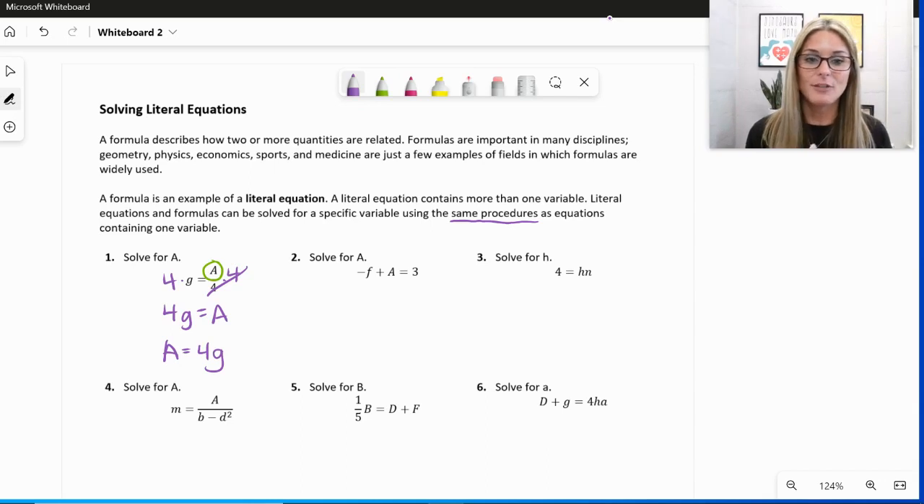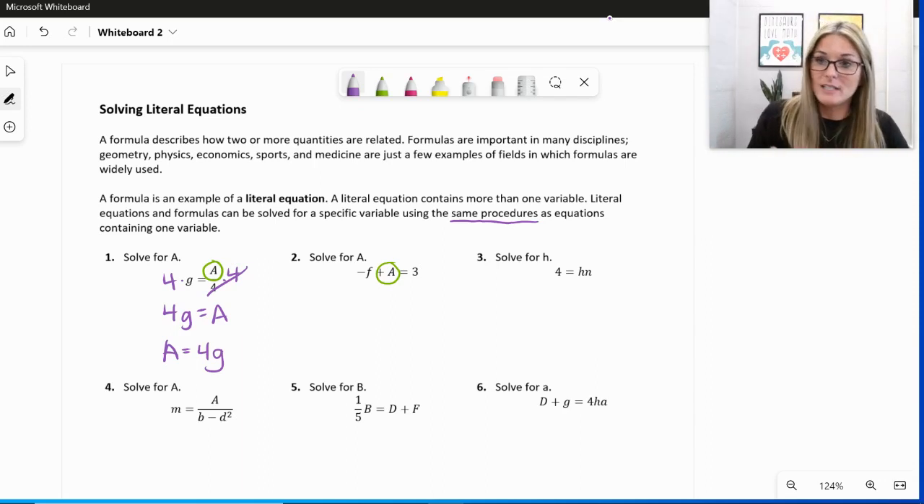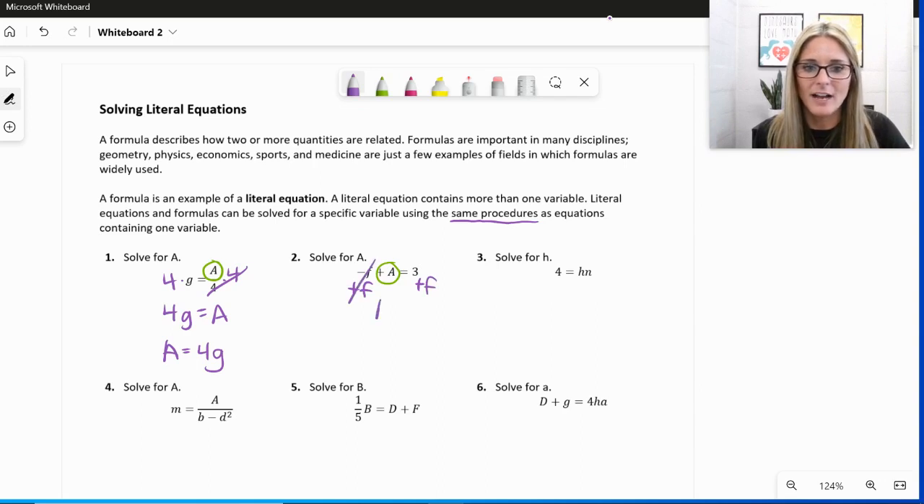Okay. Let's go for number 2. Solve for A again, capital letter A. I'm going to circle it. We've got negative F plus A equals 3. I want to isolate that capital letter A on the left side of the equal sign. So the only thing I've got to get rid of is a negative F. How could I get rid of a negative F? How could I make a negative F into a 0? Let's add F. Add F to both sides so that I have A equals 3 and F.